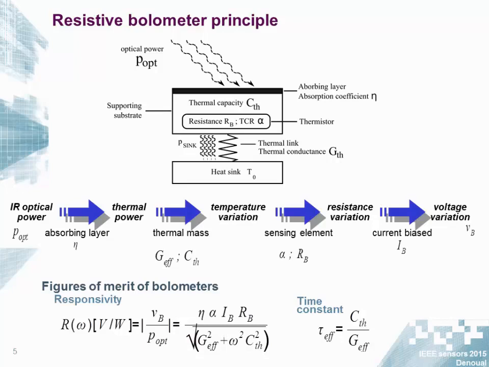And if we bias the resistance, for example, with the current, we will measure some voltage that will vary with the incoming power. So these are the metrics for the bolometers. The sensitivity will be better if the thermal link is low conductance. And the time constant will be higher with a low thermal conductance and a high thermal capacitance. That was discussed in the first presentation.